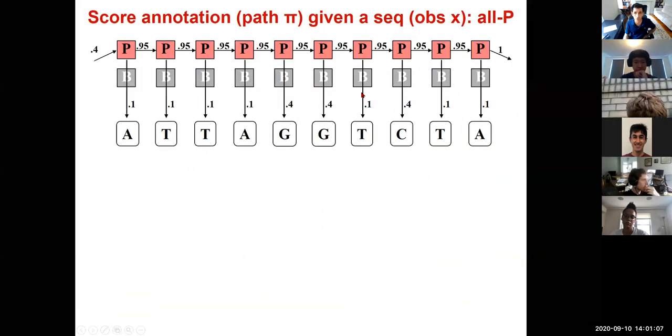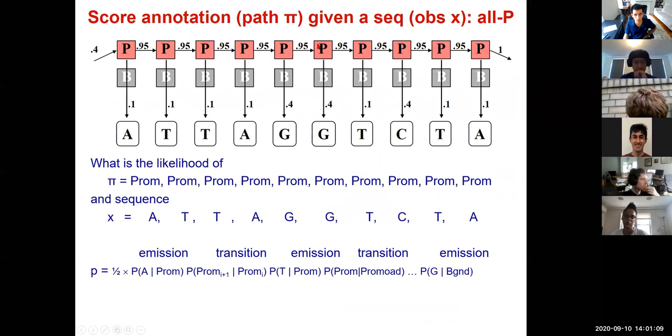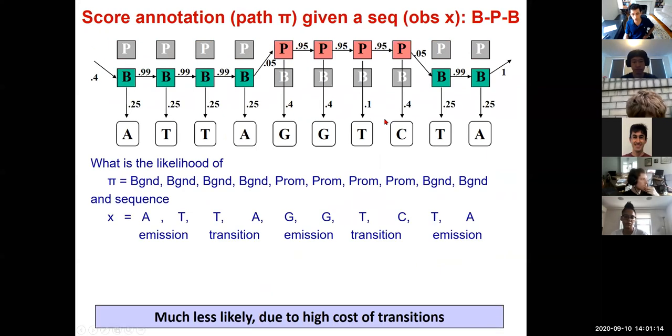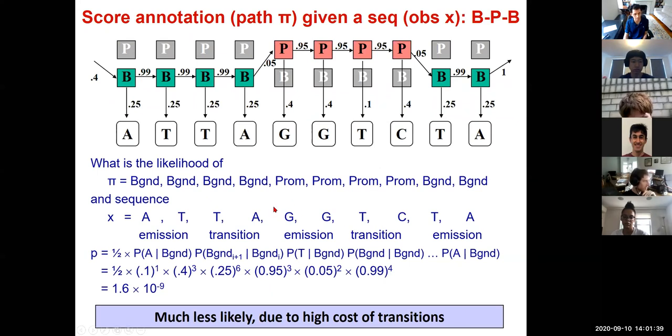Okay, so we now have the all promoter and all background probabilities. Let's now test one more option where we parse the first part as background, the middle part as promoter, and then the last part as background again. Why? Because we're winning by paying a lower penalty of 40% emission rather than 25% emission for each of those characters, even though we pay a slightly higher penalty for emitting a T from a promoter state. That gives us 1.6 × 10⁻⁹.